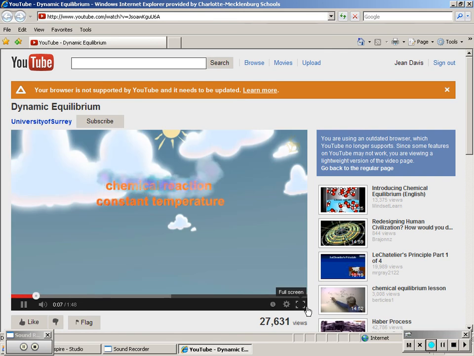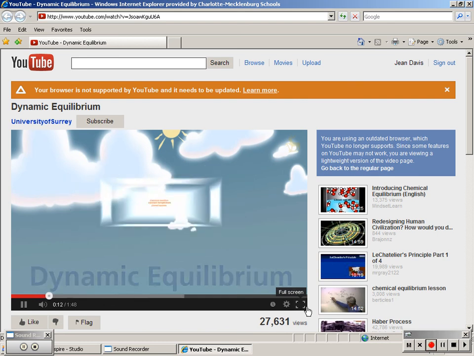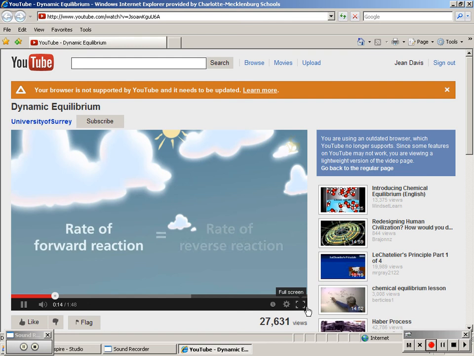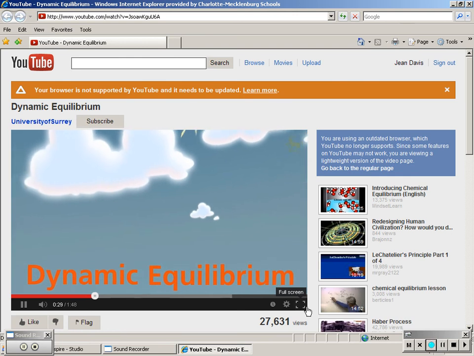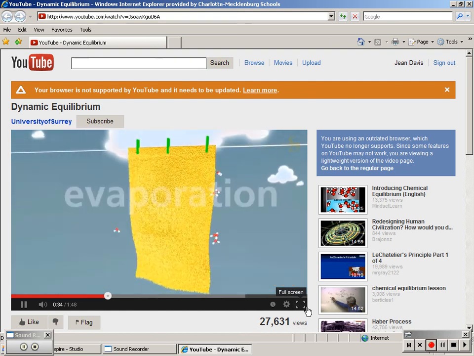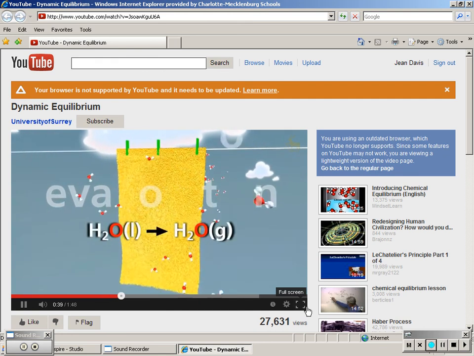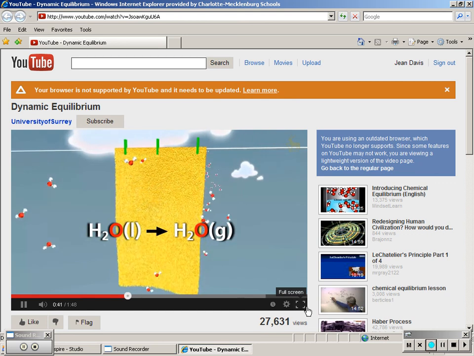A chemical reaction at constant temperature in a closed system is in a state of dynamic equilibrium when the rate of the forward reaction equals the rate of the reverse reaction. Dynamic means the reaction occurs in both directions. Equilibrium means there are constant concentrations of both reactants and products in the system. Consider a wet towel hung out on a line. High-energy water molecules can evaporate and are removed in the breeze. This continues until the towel is dry and can be represented by a simple chemical equation.